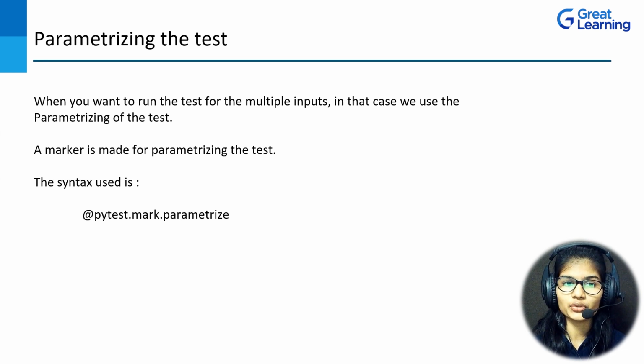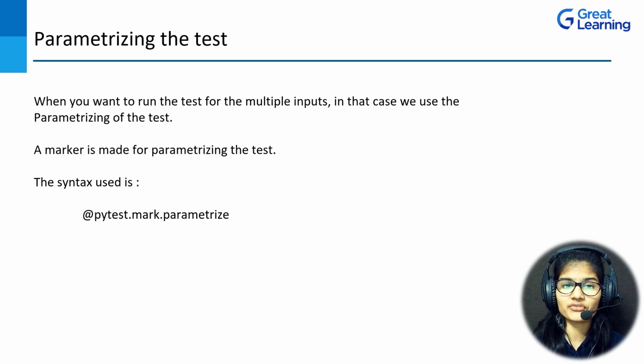So in that case, you use parameterizing of the test. From the term parameterizing, hope you understand a little bit, because we all study in Python that whenever we have a function, we pass some sort of parameter into that function, right? So this word parameterizing is especially related to that perspective only. Make sure to remember that parameterizing of the test means that whenever you want to run the test for multiple inputs, in that case you use parameterizing of the test. Great, hope I am very clear with this.